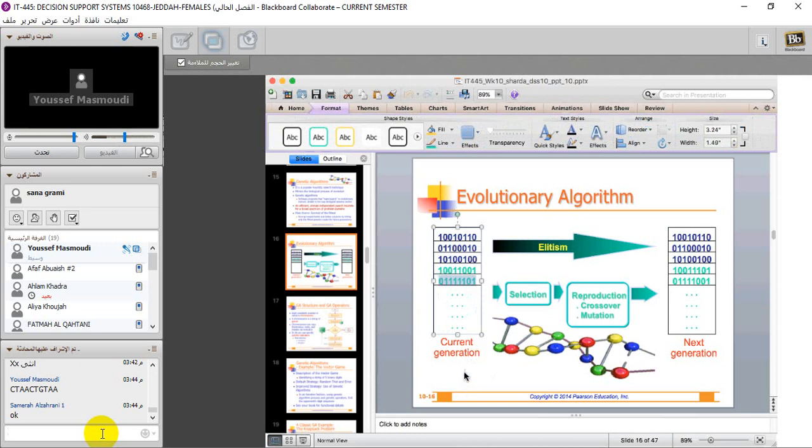So these are people. This is the current generation. So we will select the best among them. Okay. So this is the selection. And once we select the best people, we make the reproduction. And in the reproduction, we have the crossover and the mutation. And then we will obtain the next generation. Okay?